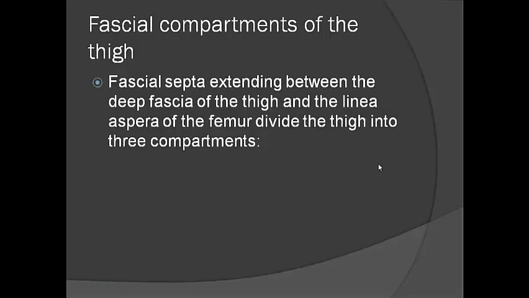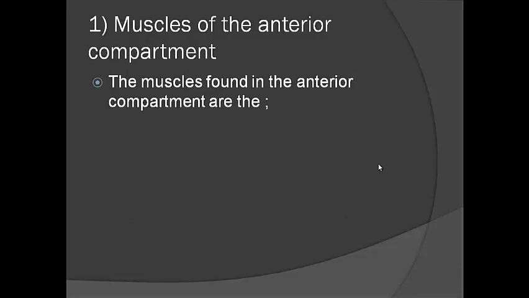So, fascial septa extending between the deep fascia of the thigh and the linea aspera of the femur. Remember, the linea aspera is the line that's found on the posterior aspect of the femur. These fascial septa divide the thigh into three compartments, which are the anterior compartment, the posterior compartment, and the medial one. Okay? And our topic today is going to focus mainly on the anterior compartment.